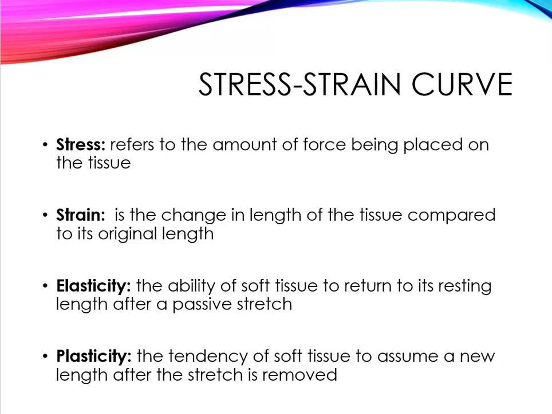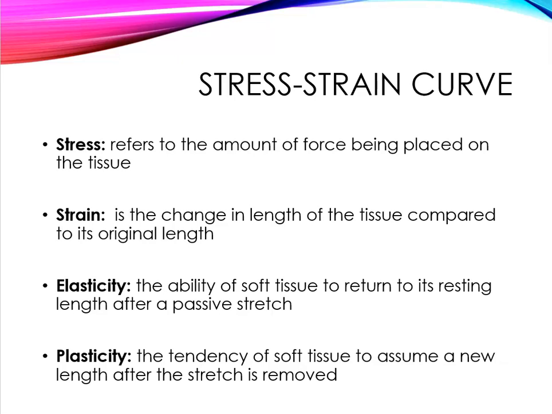The stress-strain curve. Here are the definitions for each of these. Overall, the stress-strain curve illustrates the mechanical strength of structures and is used to interpret what is happening to connective tissue under stress from an externally applied load. When a tensile load is applied to a structure, it produces elongation. The stress-strain curve illustrates the strength properties, stiffness, and amount of energy the material can store before failure of the structure. Stress refers to the amount of force being placed on the tissue. Strain is the change in length of the tissue compared to its original length.